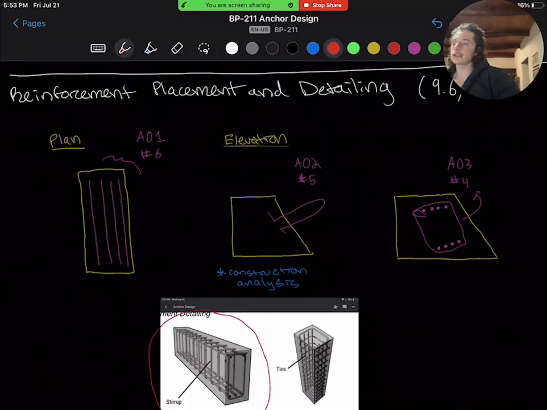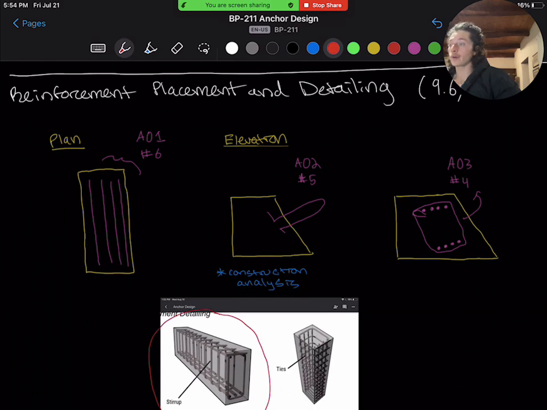In this final section, I'm going to discuss reinforcement placement and detailing. This is a very important part of reinforced concrete design that often will govern the spacing of the bars. And you'll notice on the standard details, we have 3 different sizes of steel reinforcement in the anchor.